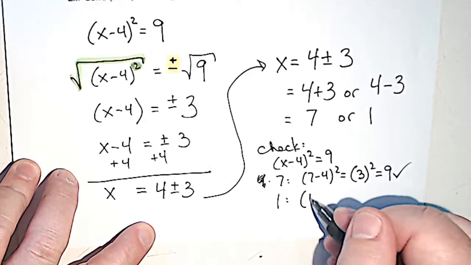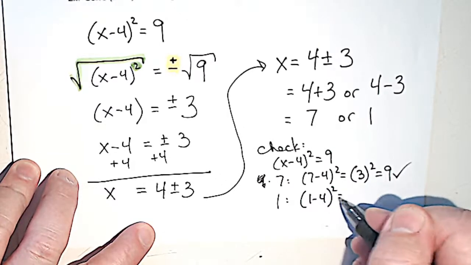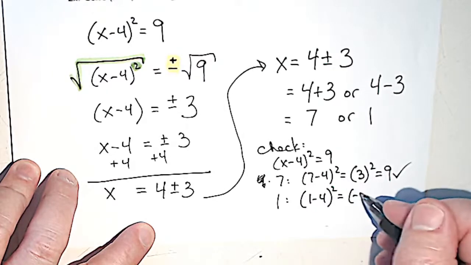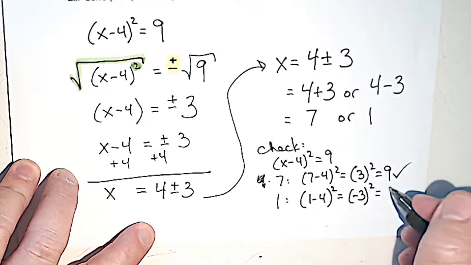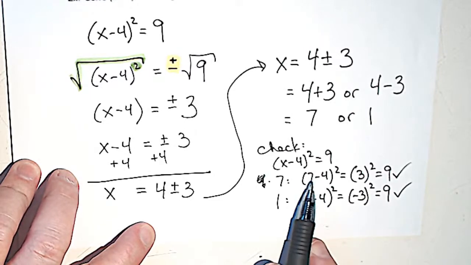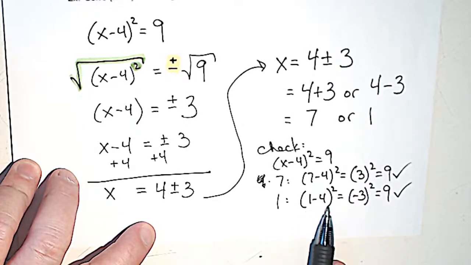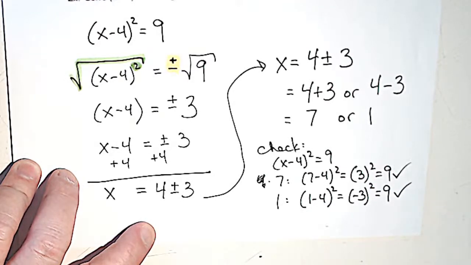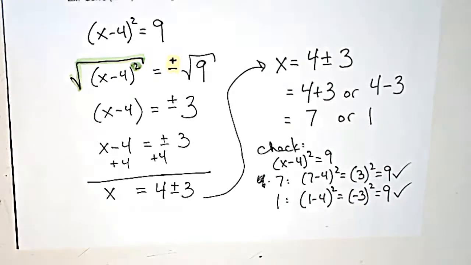How about 1? Now, 1's kind of interesting because inside the parentheses, 1 minus 4 gives us negative 3. So do you see we come at the answer 2 different ways, from bigger than 4 and from smaller than 4. Bigger than 4 gives us positive 3 squared is 9. Smaller than 4 gives us negative 3 squared is 9. Woohoo!